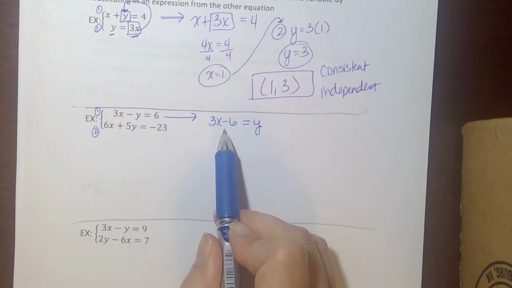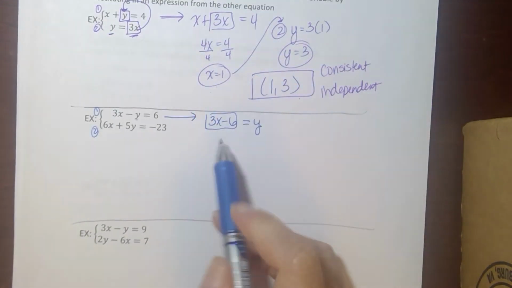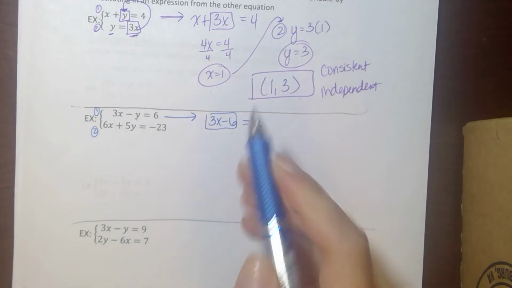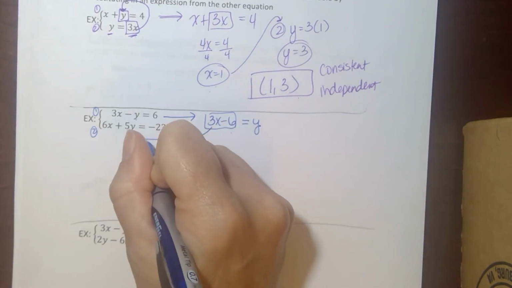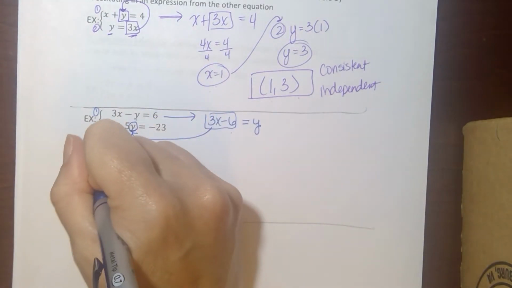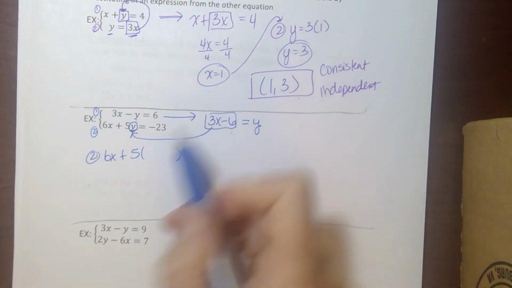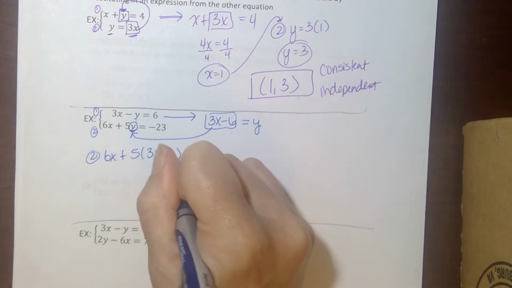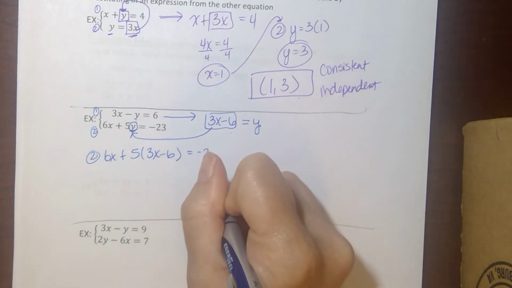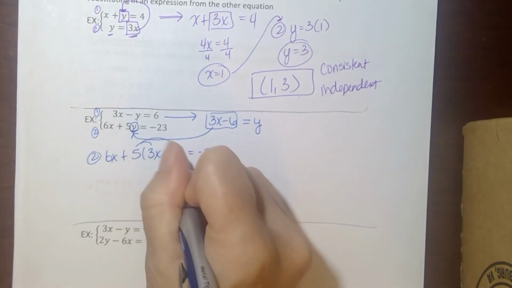Be careful as you're rearranging things that you get your positives and negatives correct. Okay, so y is the same thing as 3x minus 6, and that is going to be my substitution into the second equation for y. All right, so that makes equation 2 6x plus 5 times, make sure you use parentheses because I'm substituting in, 3x minus 6, is equal to negative 23. I have only one variable, so I can solve for that variable x. I need to distribute.